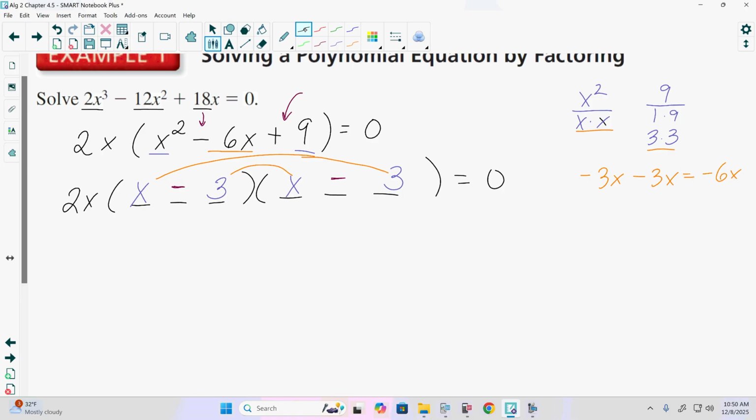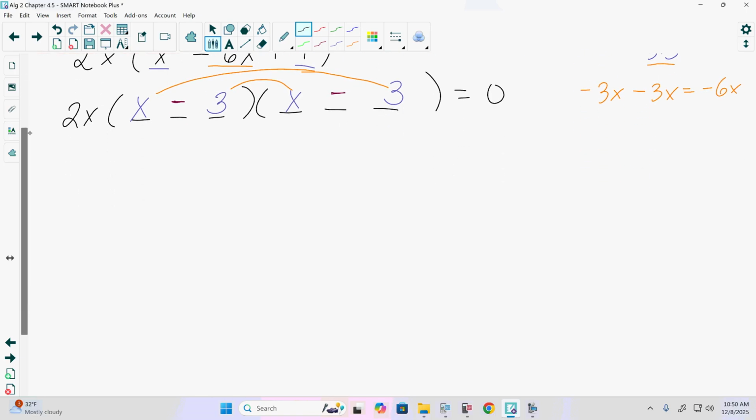Now, when we have two or more things multiplied together, one of them has to be 0. And we actually have three things being multiplied together. We have 2x, x minus 3, and x minus 3. So each one of these could be equal to 0.